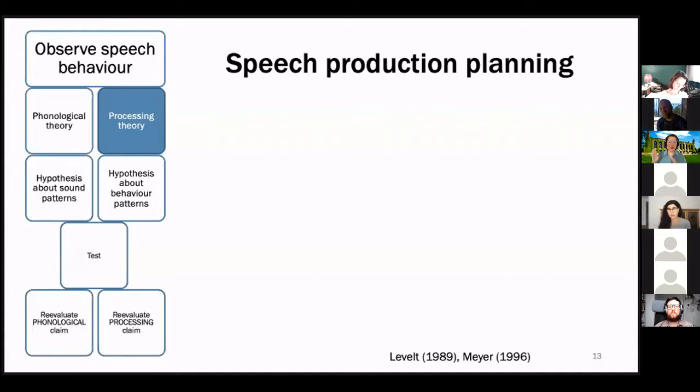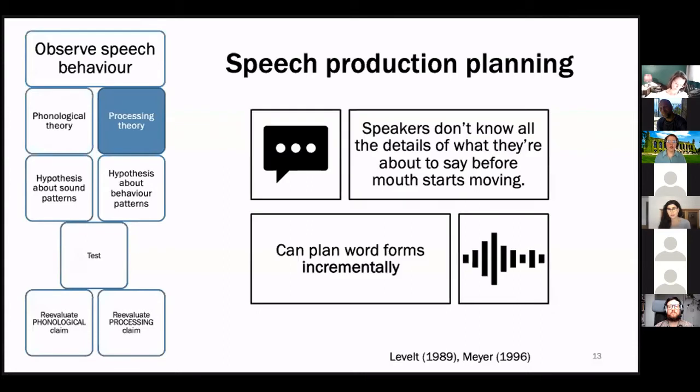I'm just going to address a few basic assumptions that I think everyone would more or less agree with in this field. The first being that speakers don't know all of the details of what they're about to say before their mouth starts moving. And a related idea is that we can plan word forms incrementally. So while we're speaking, we can also do the work of planning the things that we're about to say. So there's a kind of interleaving of articulation and planning.